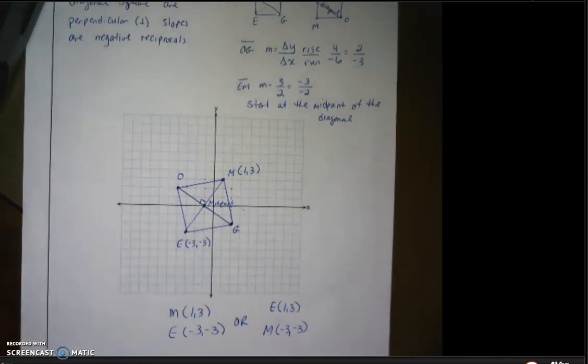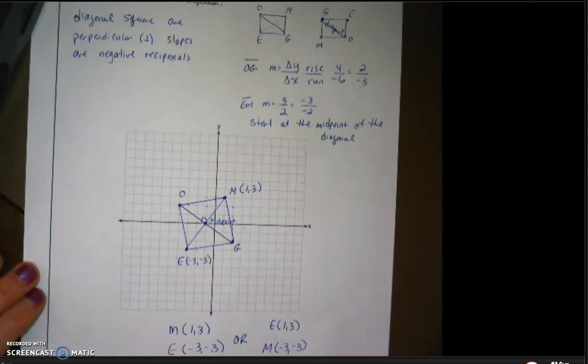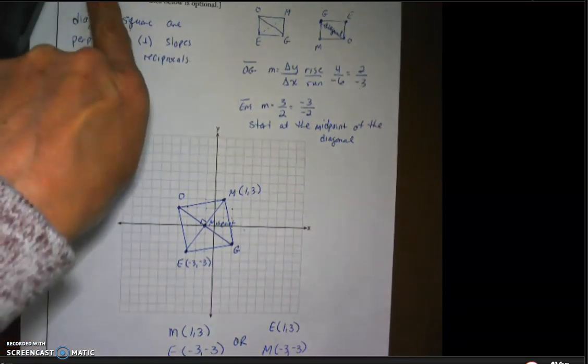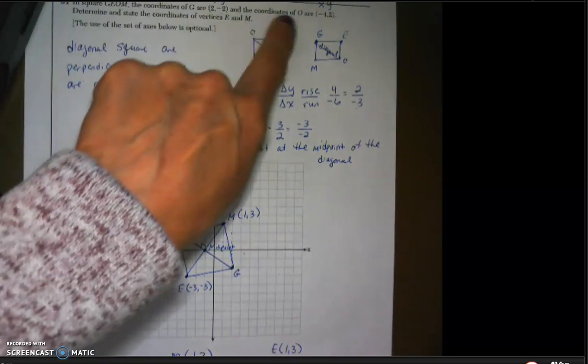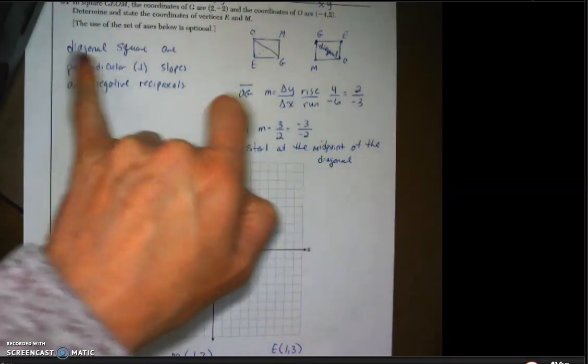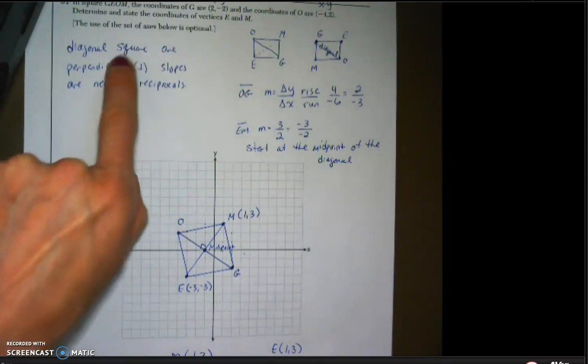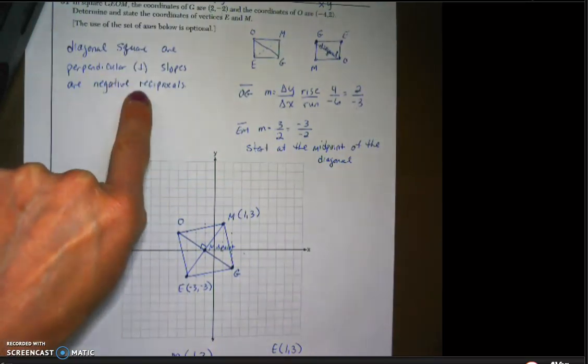So I always like to start out my question with what did they give me and what do I know? In this question they gave you a square, and then they also gave us the coordinates of G and O, which are a diagonal. So they gave us the diagonal of a square. What do we know? We know the diagonals are perpendicular. They have negative reciprocal slopes.